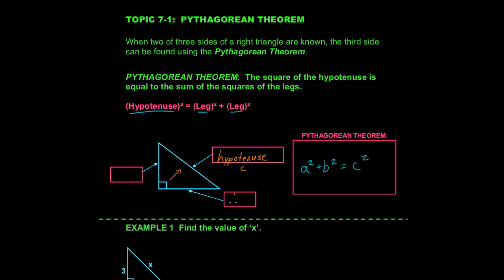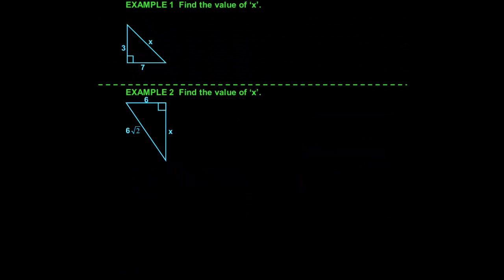So that leaves these two to be a leg and another leg. It does not matter. We can call this a and this b, or you can call this one a and this b. It really does not matter. You're squaring them, then adding them together. The only one that matters is c. c matters. It is the longest side, the one opposite of our right angle. So, let me scroll down here a little bit.